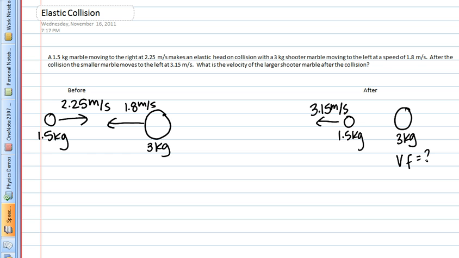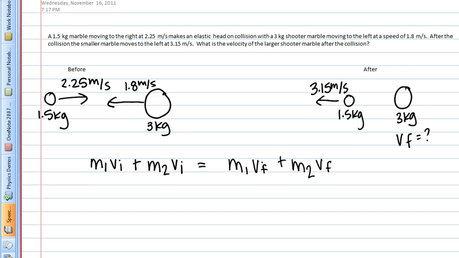velocity. Just like in the last explosion problem, we're going to set up our total initial momentum equal to our total final momentum. So we will say that mass 1 times initial velocity plus mass 2 times initial velocity has to equal mass 1 times final velocity plus mass 2 times final velocity.